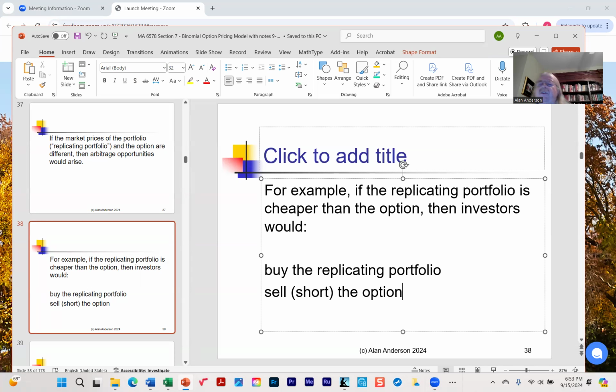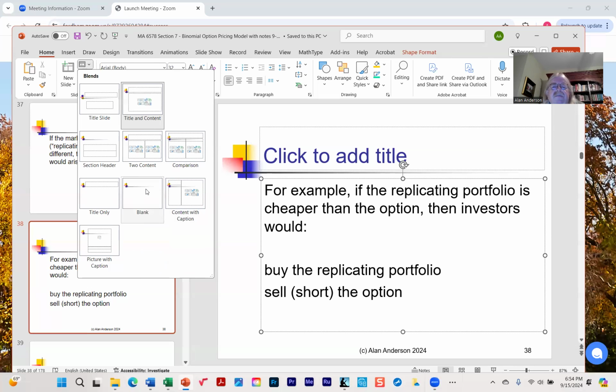You might remember, for example, that with a forward contract, you can take or create a short position by agreeing to sell something in the future. Same thing is true with a futures contract. You're basically taking the position where you're selling something in the future, and you benefit from declines in the price of the asset. So here, you're buying the portfolio and short selling the option or selling the option.